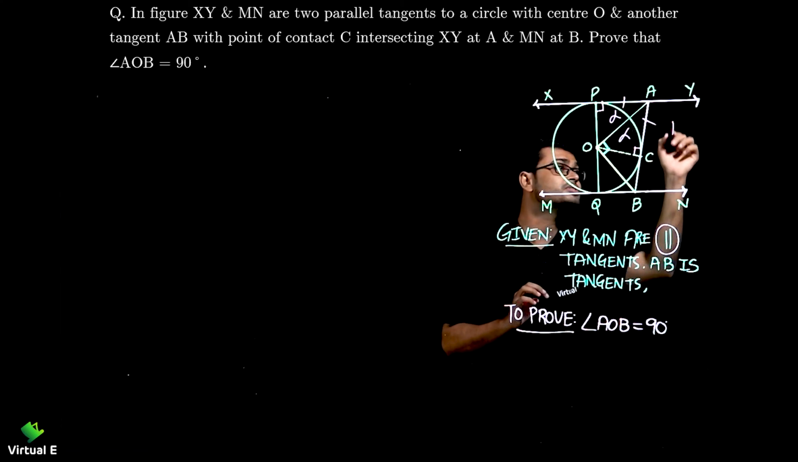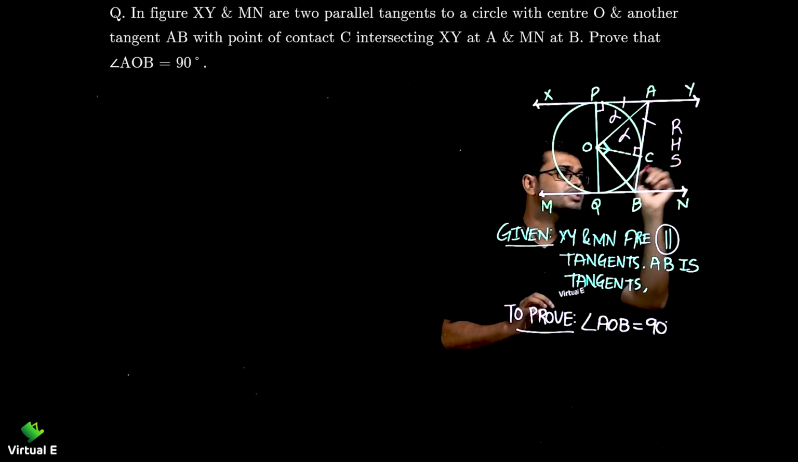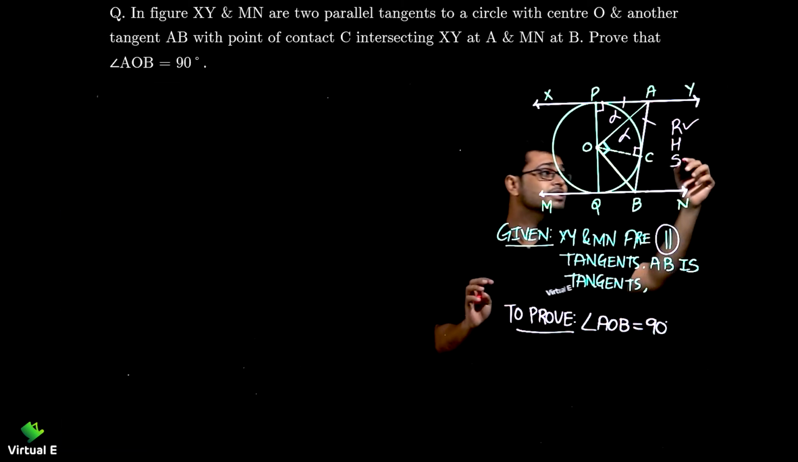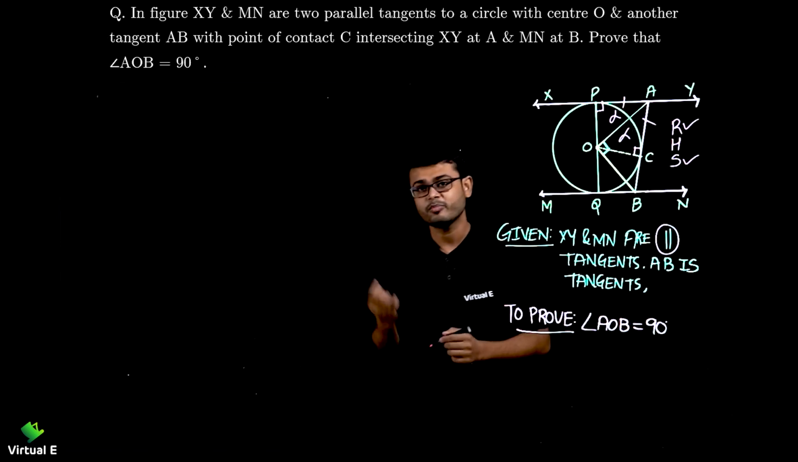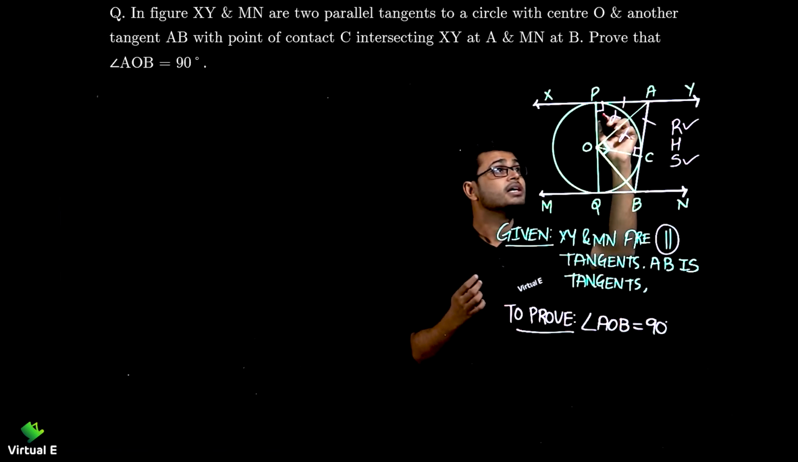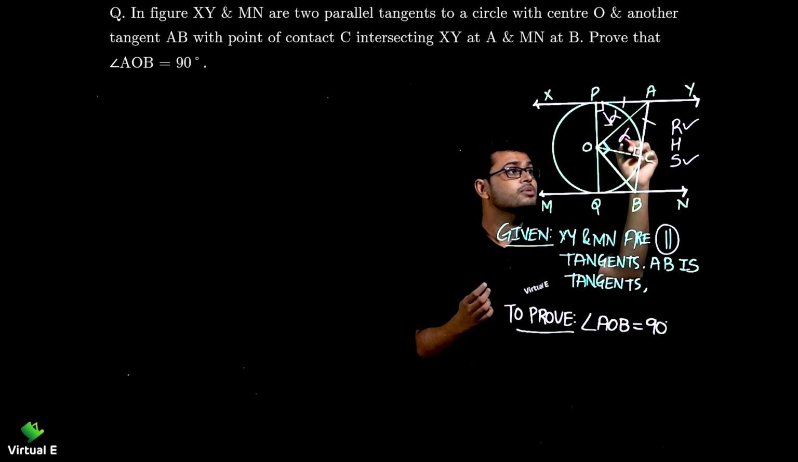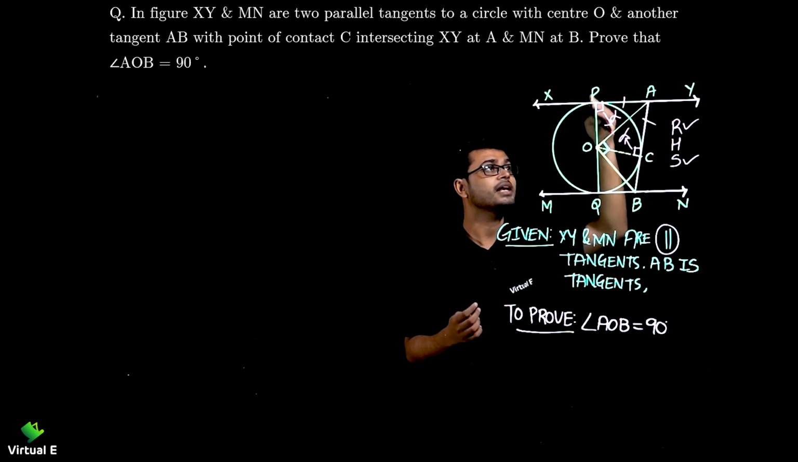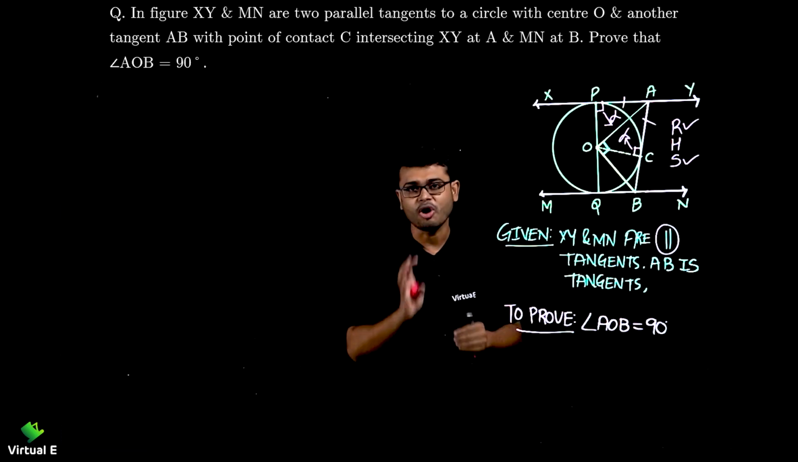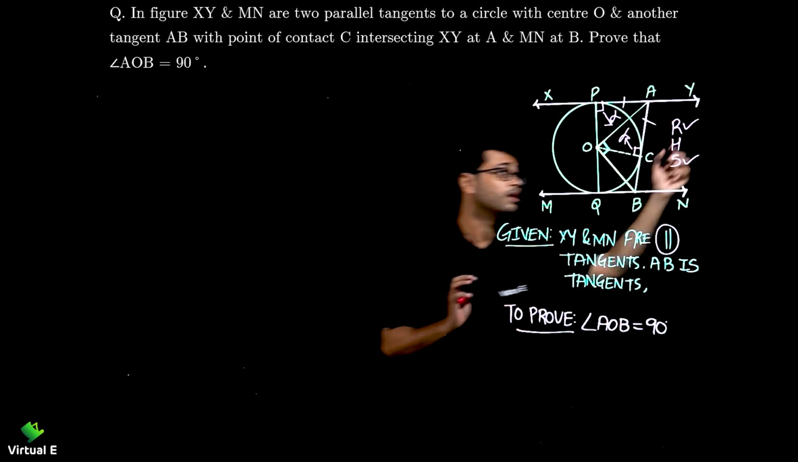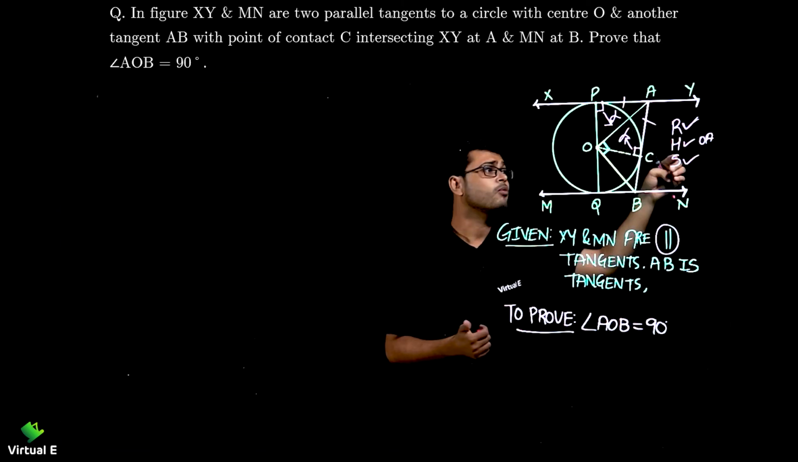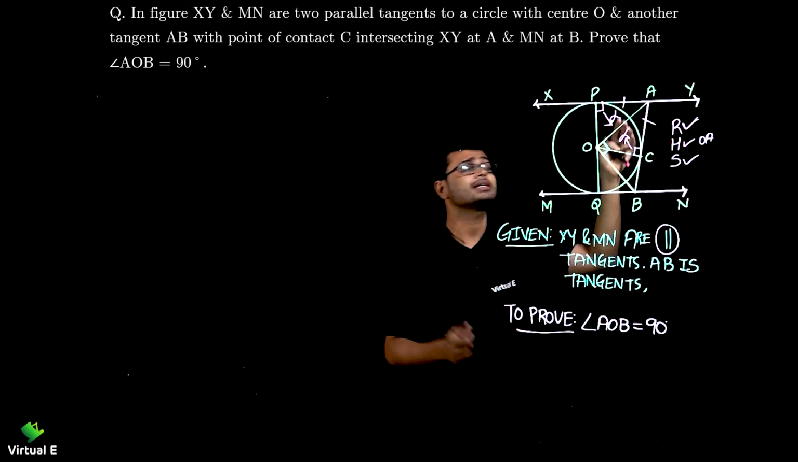So can we use the RHS criterion? The 90 degree right angle is done. Now what about the hypotenuse? The hypotenuse is opposite to the 90 degree angle. Opposite to 90 degrees is OA, and here also OA. So it is a common side. The right angle, hypotenuse is OA. Now what about the side? The side we are going to take as the common tangent, AP and AC.